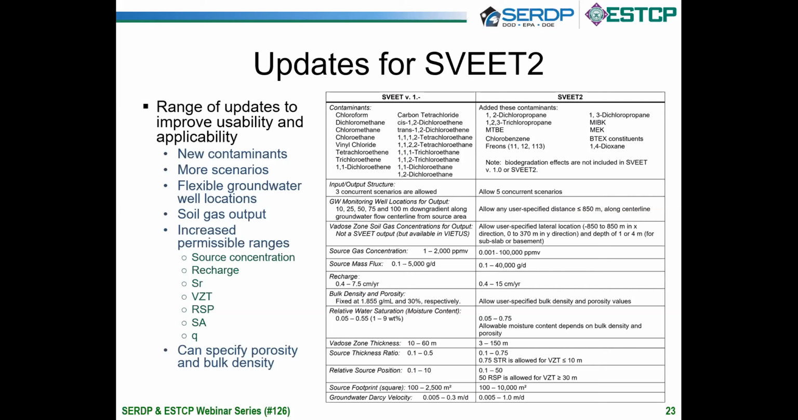We've taken a sister code, sister tool to SFEET called Vadose, and we've incorporated that into SFEET 2 in terms of providing soil gas output for the vapor intrusion uses. And we've increased the permissible ranges on a number of parameters, including the source concentration, recharge, the residual saturation, vadose zone thickness, relative source position of the source within the vadose zone, the footprint of the source, and the groundwater flow rate. And we've also now allowed the user to specify the porosity and bulk density of the subsurface.